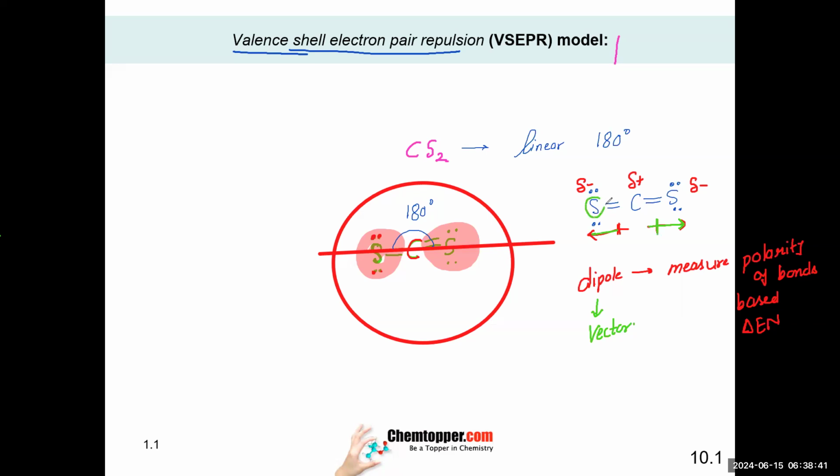Because atoms are same. But directions opposite. So what happens to the net dipole moment? The sum of these two dipoles.